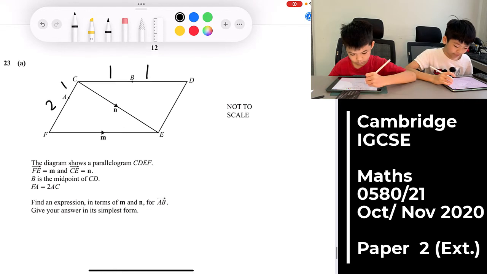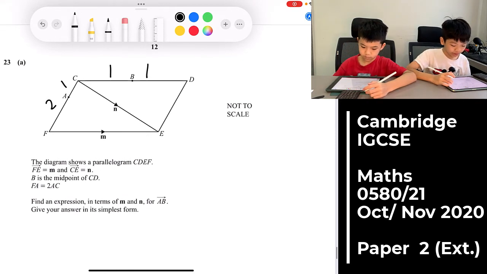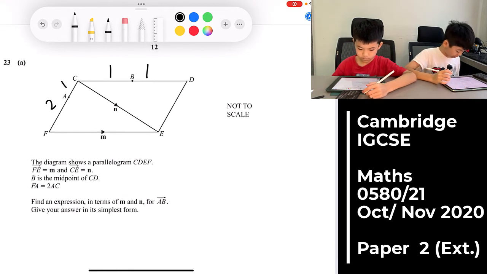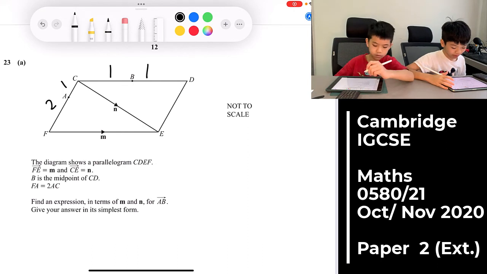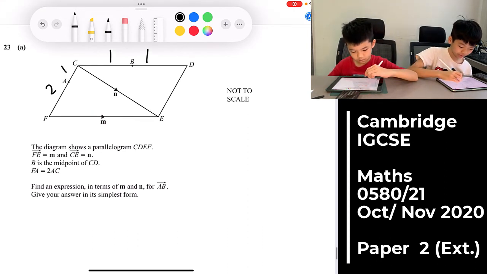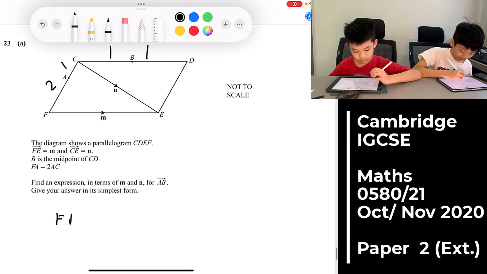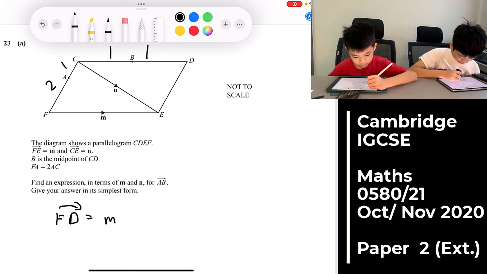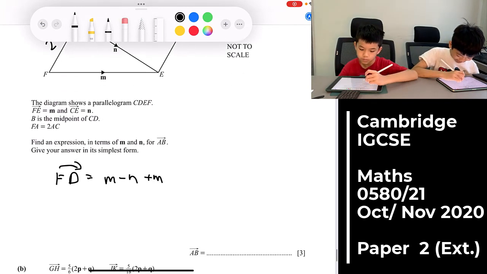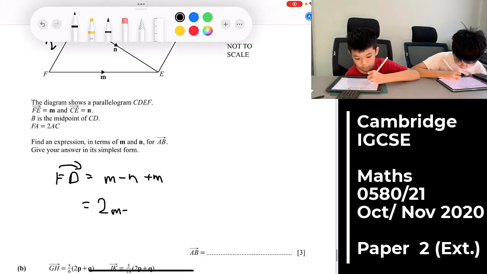What is FD, I wonder? How do you get FD? First you find FC. Wait, how do you find FC? Oh yeah, you can find FC. So FD is m minus n plus m, which is 2m minus n.